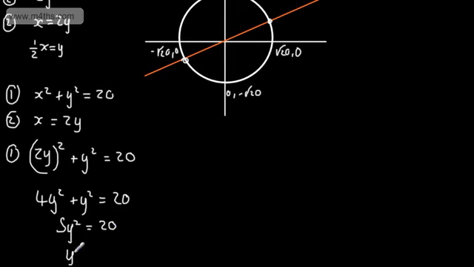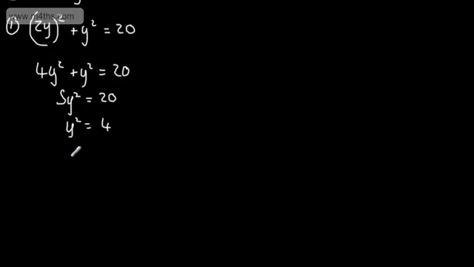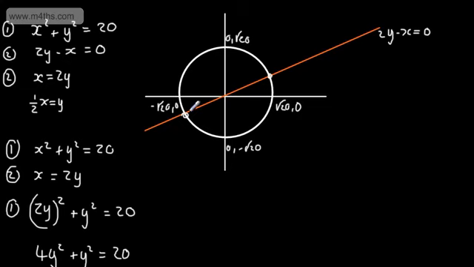Dividing both sides by 5, y squared is equal to 4. So we've got now y will be equal to plus or minus 2. So we can see now that the y coordinate is going to be plus or minus 2. So this now is going to be some value of x, and then we're going to have positive 2, and some value of x, and then we're going to have minus 2.